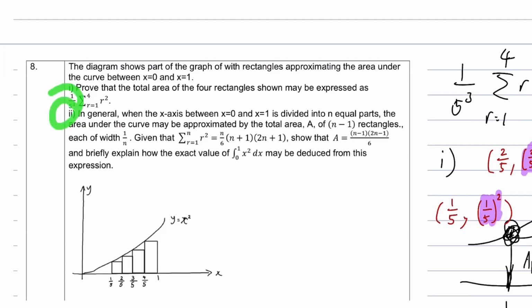Okay, so part 2, let's just do it together. In general, when the x-axis between x equal to 0 and x equal to 1 is divided into n equal parts, the area under the curve may be approximated by the area capital A of n minus 1 rectangles, each of width 1 over n. All right. Why is there only n minus 1?